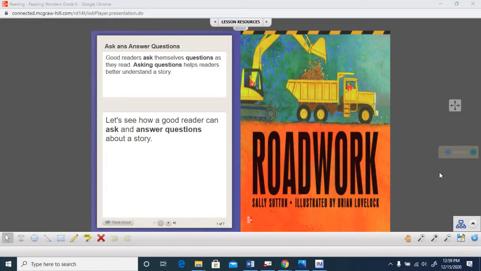We are going to get ready to read our story for today. Remember, good readers ask and answer questions when they are reading the stories. Let's look and see how we can do this.